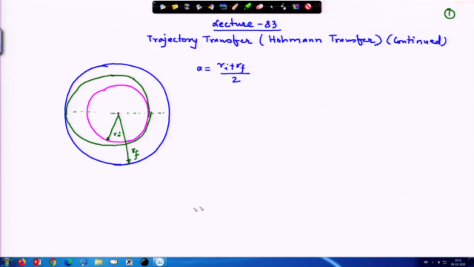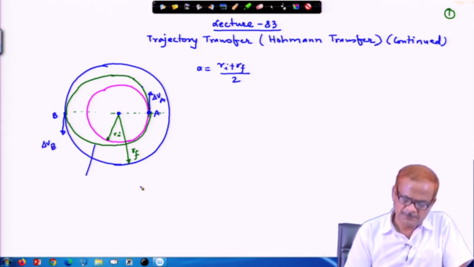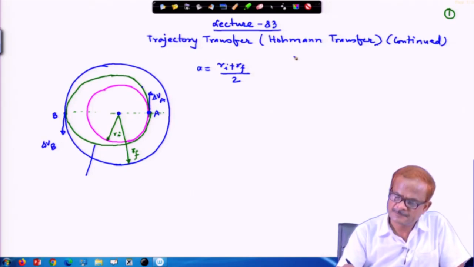So, we can see from this place the semi major axis of the transfer orbit, which is shown here in green. The satellite is here, this is the center of attraction, and from here let us say this is point A and this is point B. It is being fired here in this direction. The impulse delta V A is given here, and then again impulse delta V B is given here to achieve the final orbit.